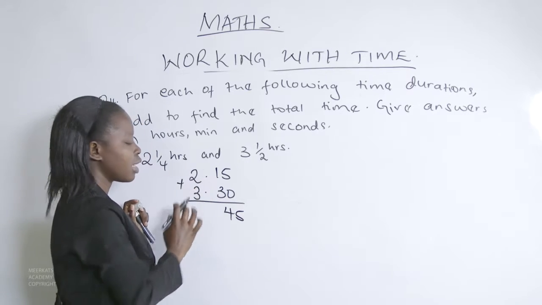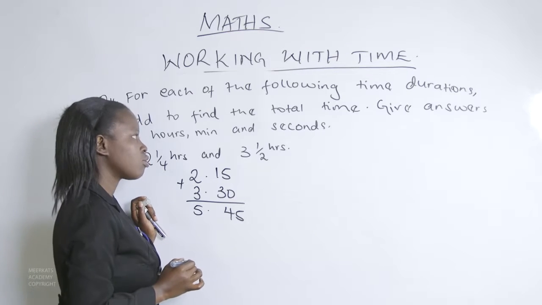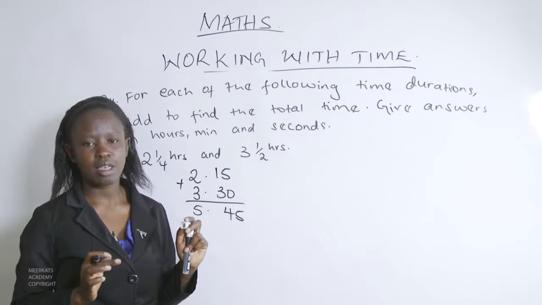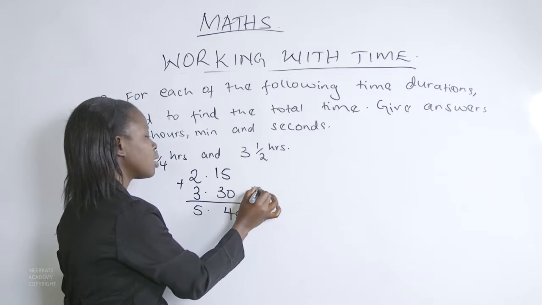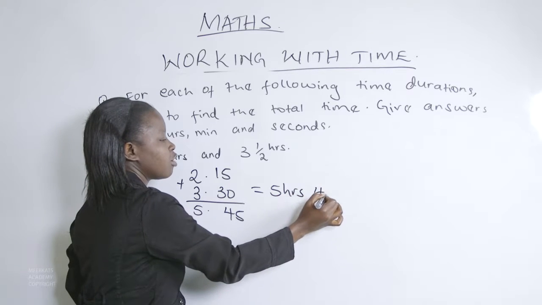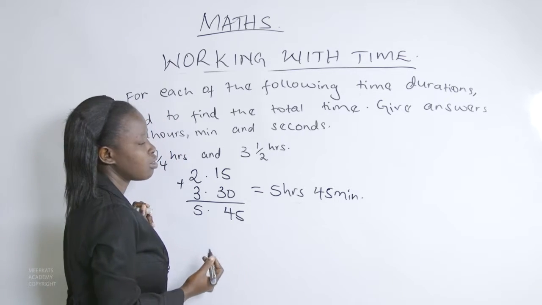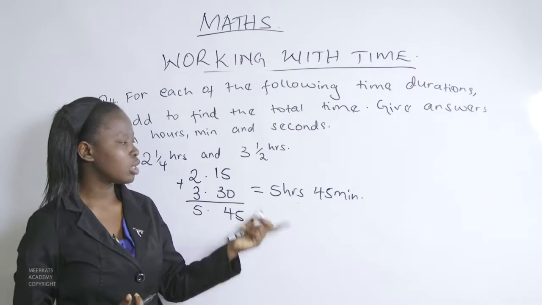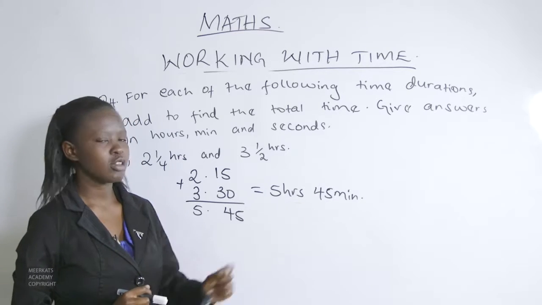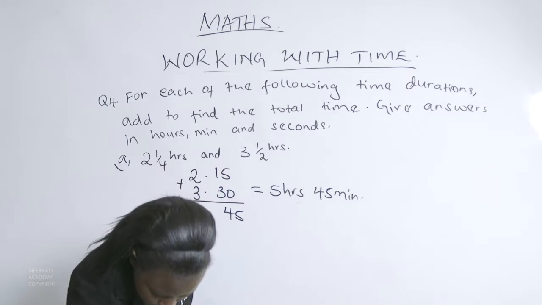Then 2 plus 3, we have 5 hours. We've been told to give our answer in hours, minutes, and seconds. So this will mean that we have 5 hours, 45 minutes. We do not have seconds in this case, so our seconds are 0, and when it is 0, we don't need to indicate it. So we have 5 hours, 45 minutes as the required answer.